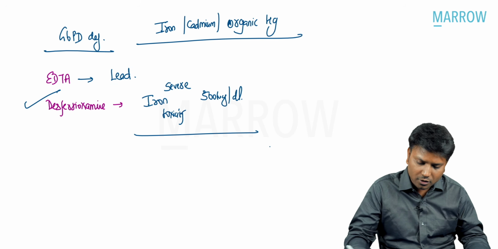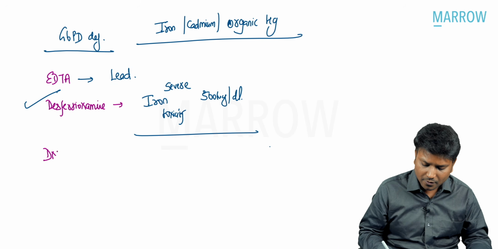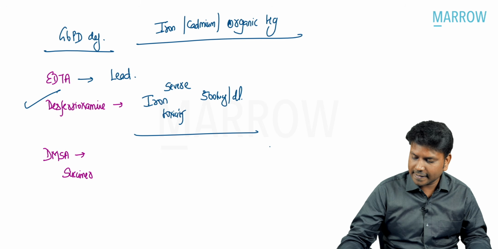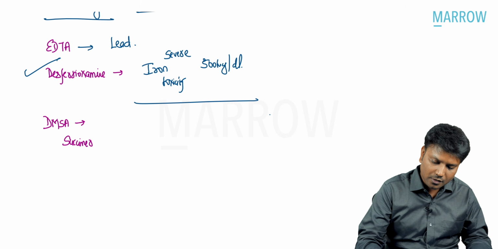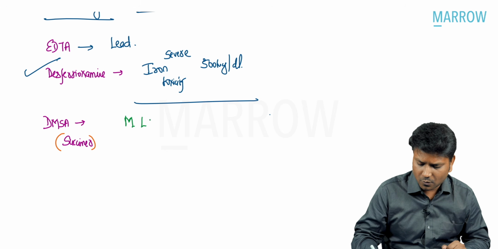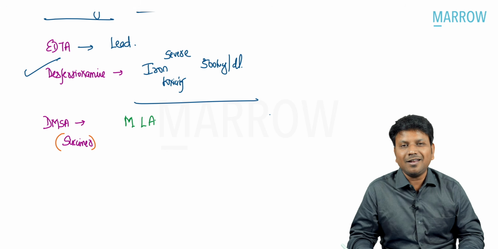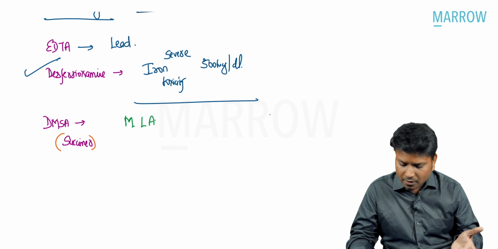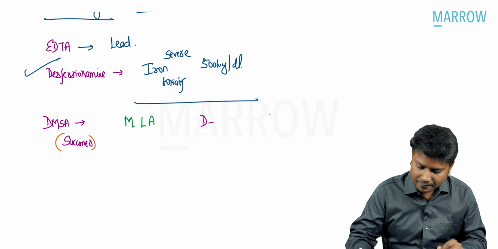We have something called DMSA, also called succimer. It can be given in three important metallic poisonings: mercury, lead and arsenic. You can remember them as M, L and A.